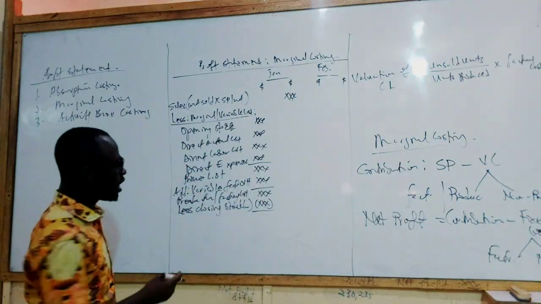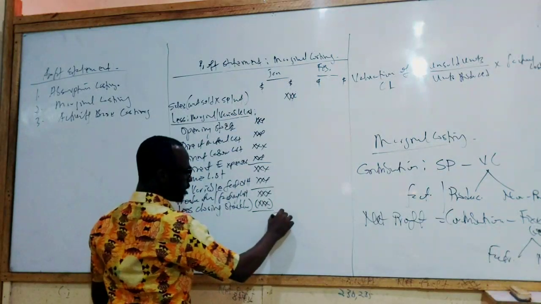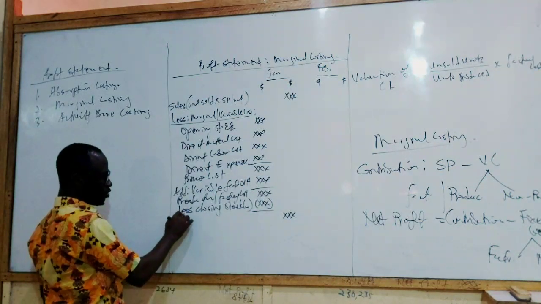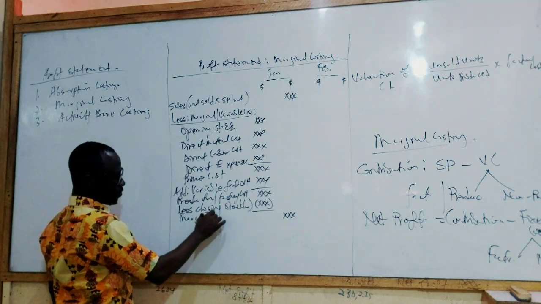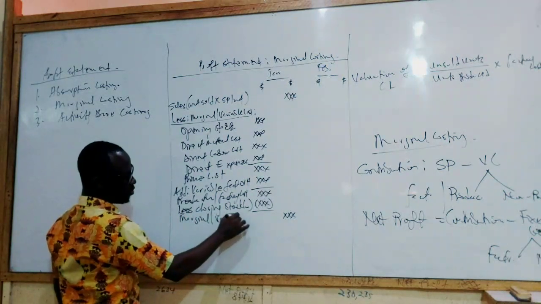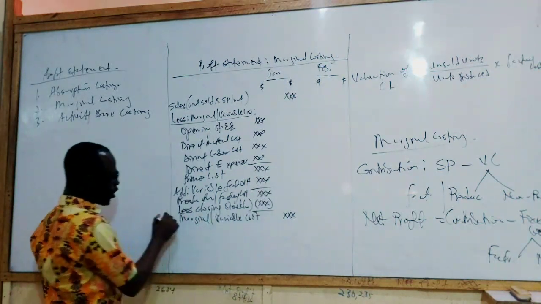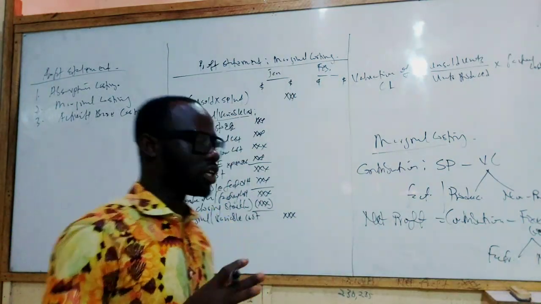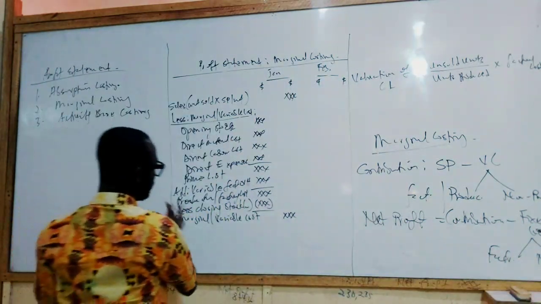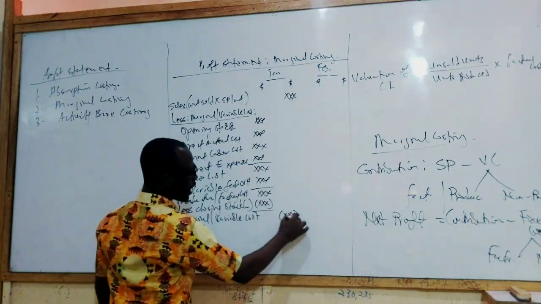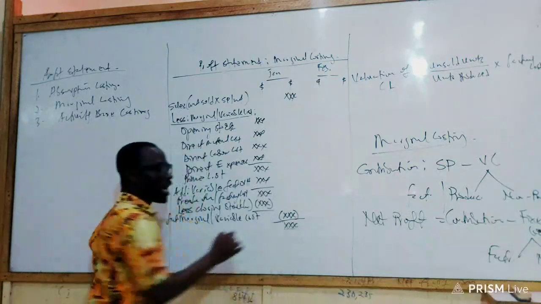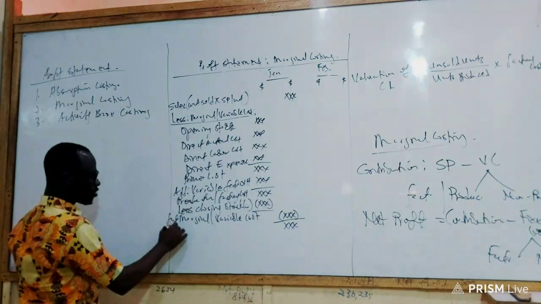Then when we deduct that, the answer we get is the marginal or variable cost. Now we call it the factory marginal or production cost. Sorry, variable cost. So we deduct that from the sales figure, and that gives us what is called factory margin.